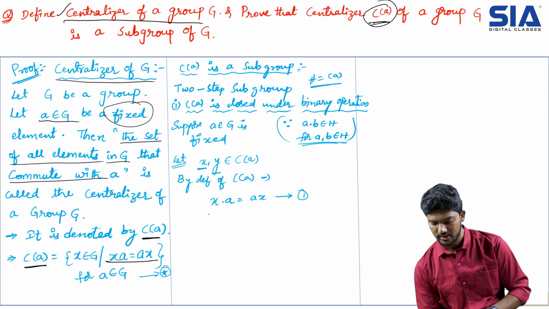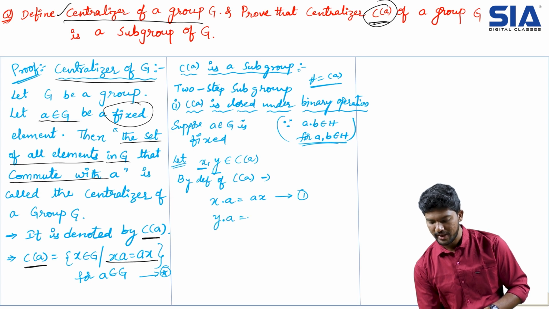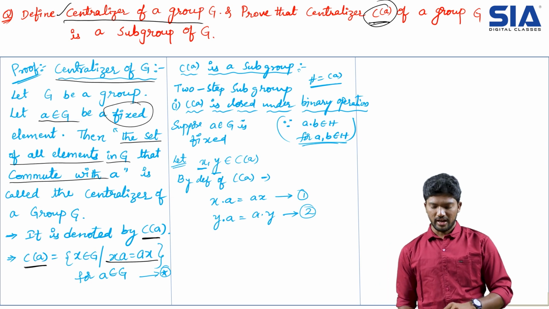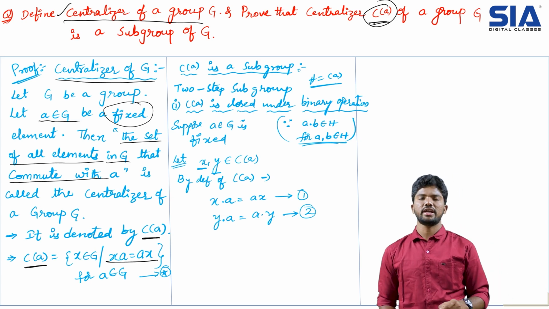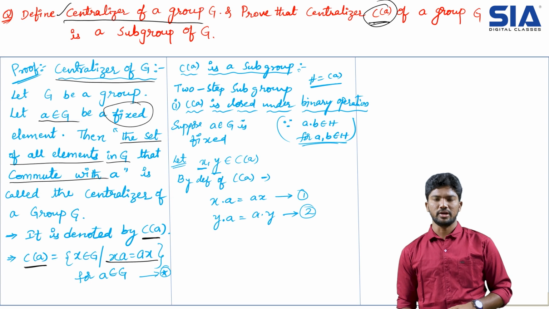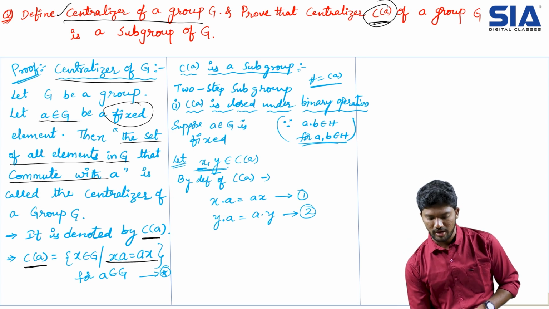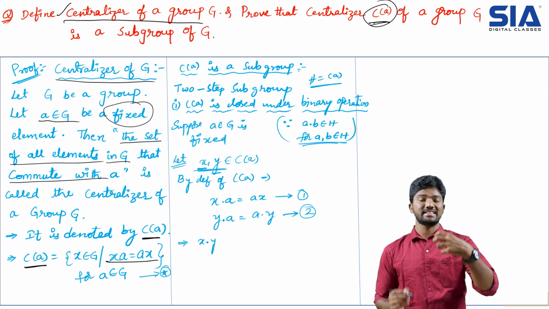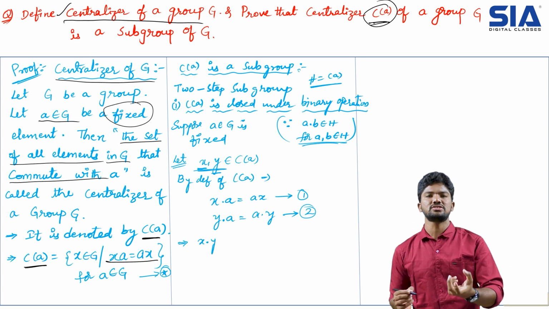And here we have y. Similarly, this y also commutes with respect to a. So along with x into a is equal to a into x, which is equation number 1, we have y into a is equal to a into y, that is equation number 2. So now we took x comma y belongs to C of a. Now I am taking their product, x into y, and I am going to prove that their product x into y also belongs to C of a.